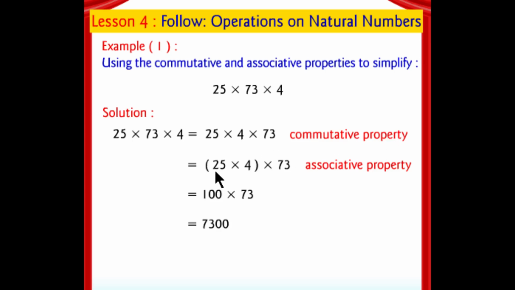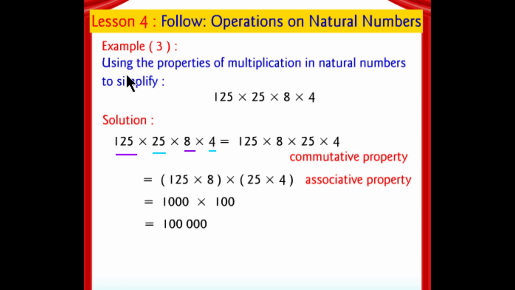Equals, write 25 times 4 between two brackets, times 73. Associative property. 25 times 4 equals 100, and write 73. 100 times 73, write two zeros, and 1 times 73 equals 73, to be 7300.